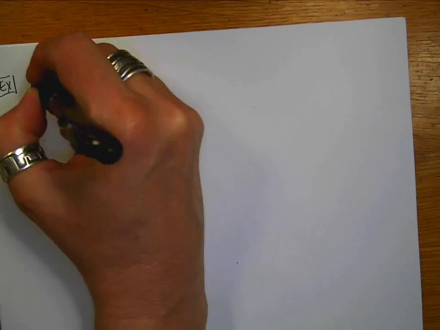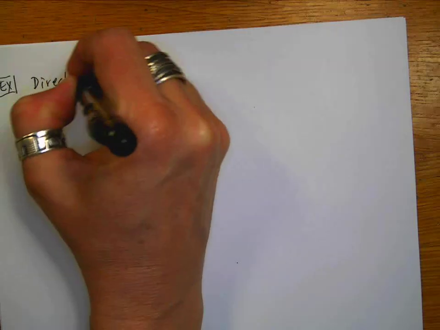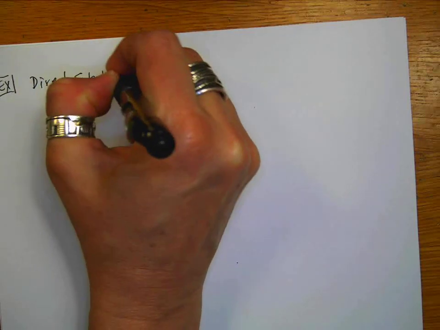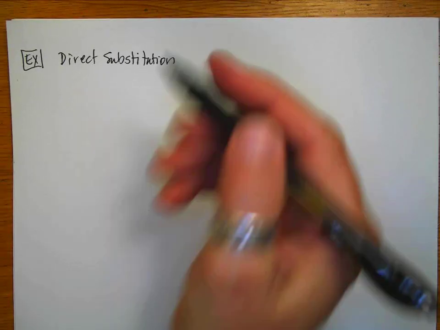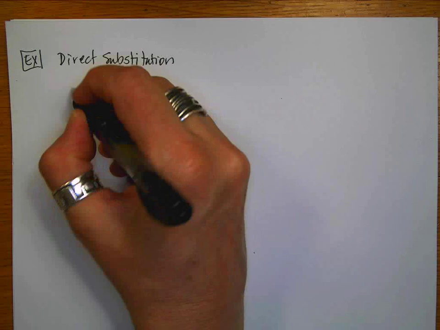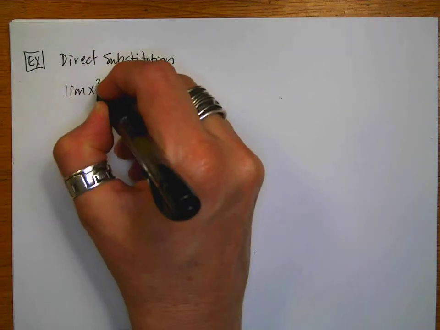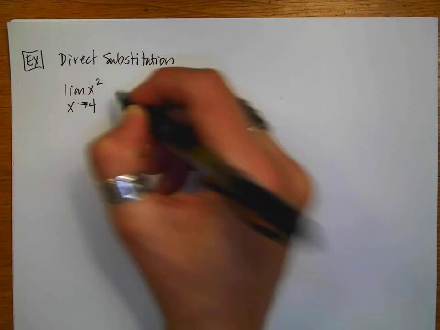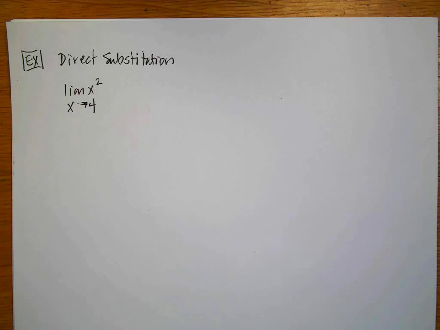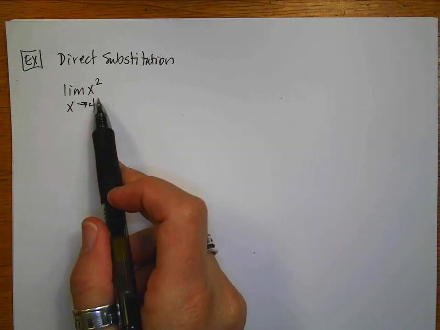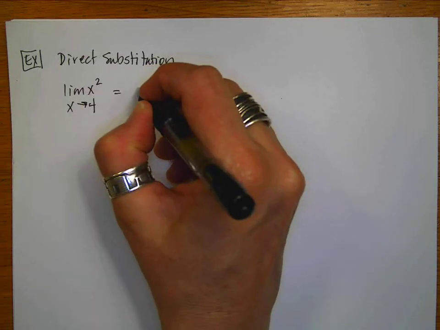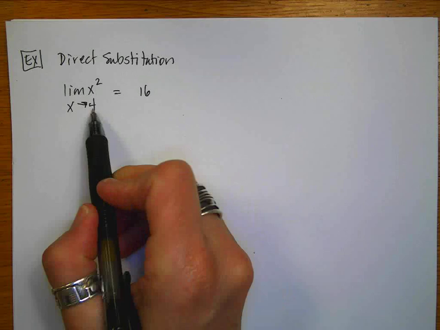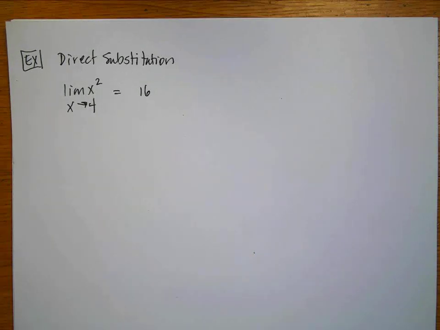So for the first one, I want to do an example of direct substitution. And life is good when you have a limit problem to do and you can just do direct substitution. So if I want to do the limit of x squared as x approaches 4, there's nothing that makes this function undefined. The algebra isn't tricky. All I have to do is direct substitution. So this is just 16 because 4 squared is 16. So that's actually pretty easy.